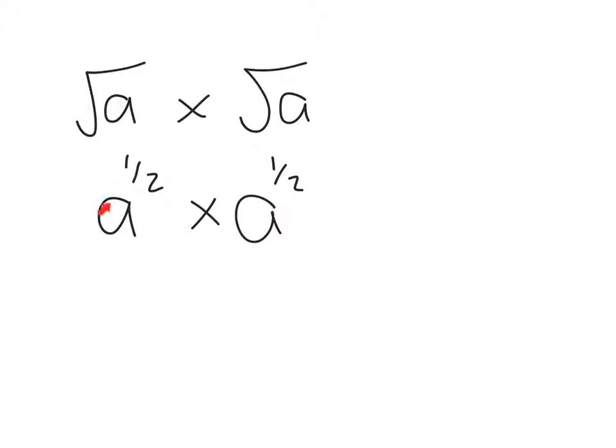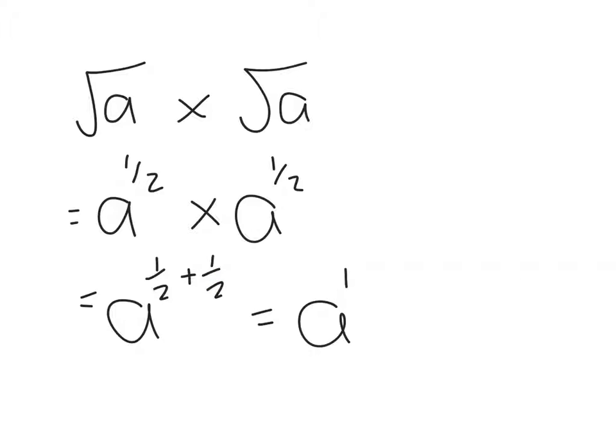And multiplying powers with the same base, we add the powers, which becomes a to the power of a half plus a half. And a half plus a half is 1, so we get a to the power of 1, which is just equal to a. So in general, the square root of a, multiplied by the square root of a, is always going to be equal to a.